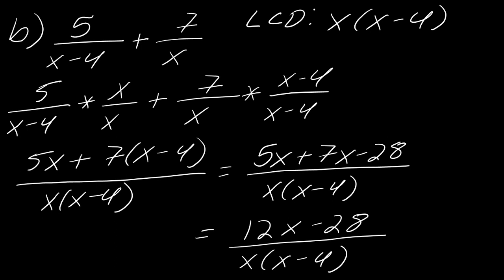And I can't really cancel anything else out. So if I tried to cancel something out, let's say if I factored out the 2, this would become 6x. Let's see, actually I can factor out 4.